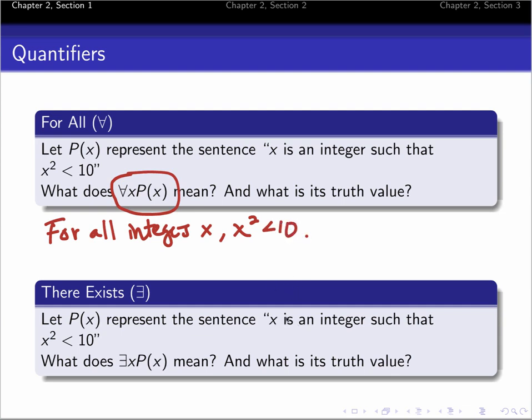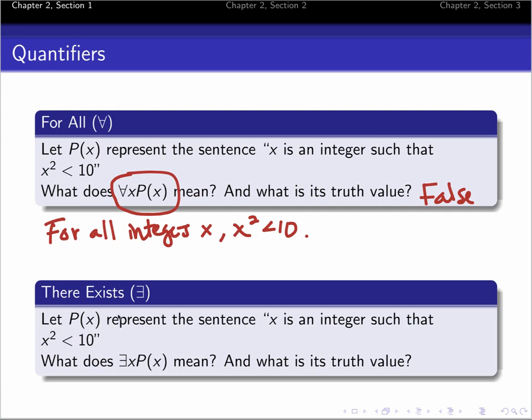Sometimes people get confused between what a statement means and its truth value. So those are two separate things. That's what it means. Now clearly that's not true. If x is 10, 10 squared is not less than 10. So the truth value is false. And again, to be false just means at some point it's false. To be true means you always have to be true. So there are some x values that make that true, but not all x values. So all of them do not work, so it's false.